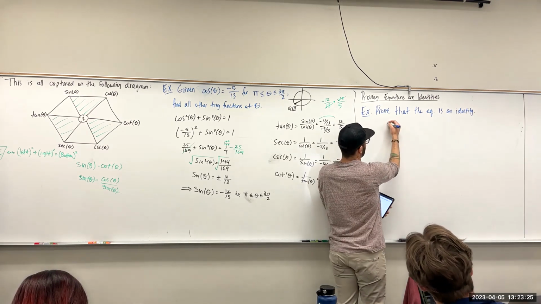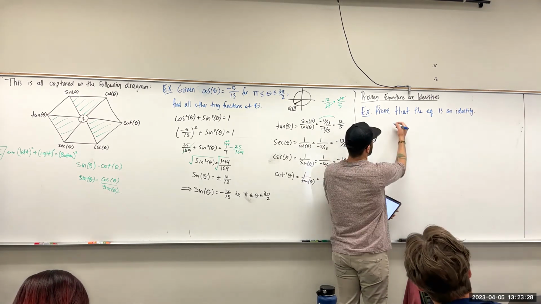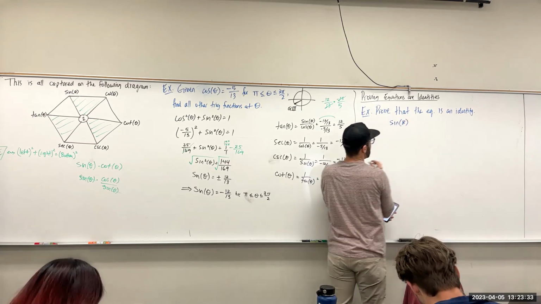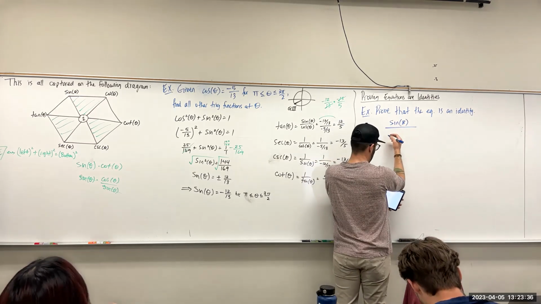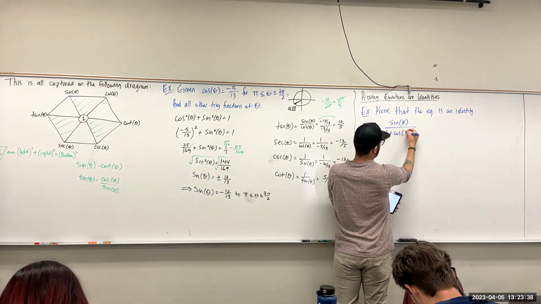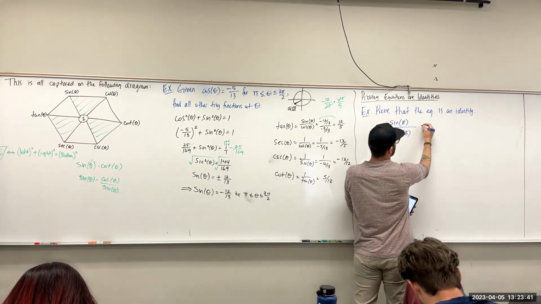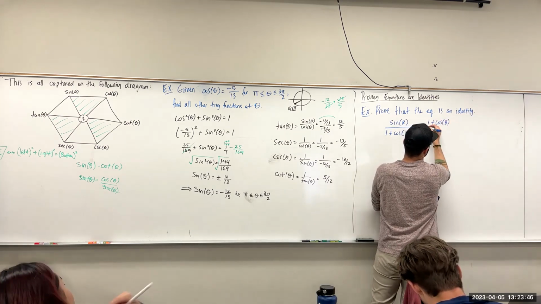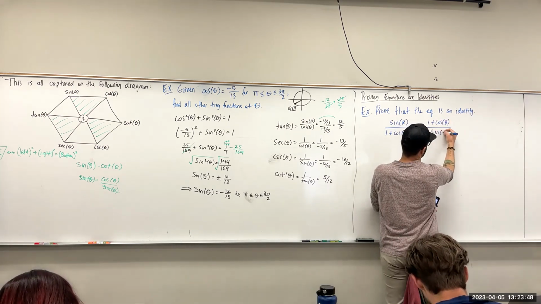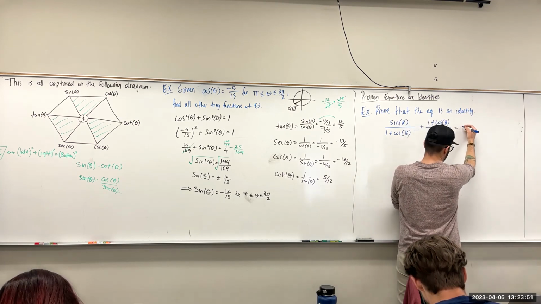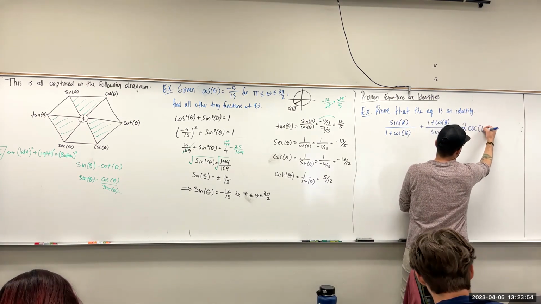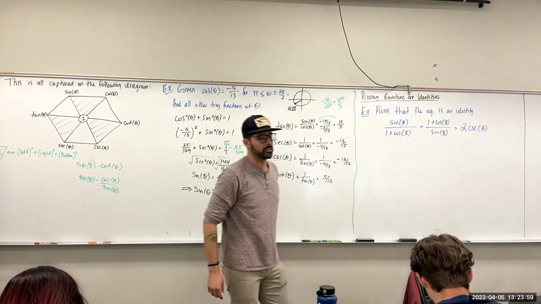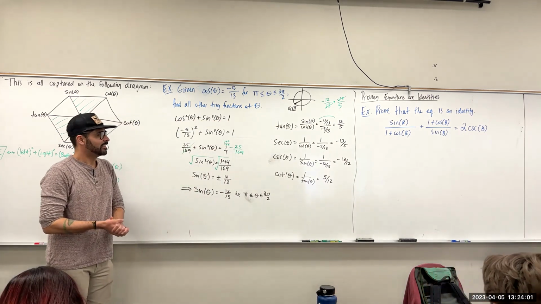Let's do this one here. Sine of some angle B over 1 plus cosine of that same angle B, plus 1 plus cosine of B over sine of B, that better equal 2 cosecant of B. All right, let's just stop real quick and reflect. What is going on?